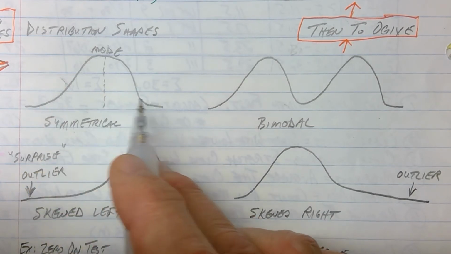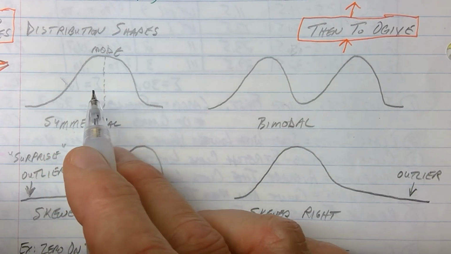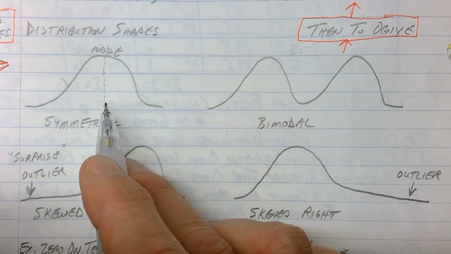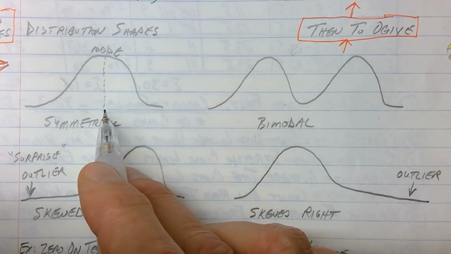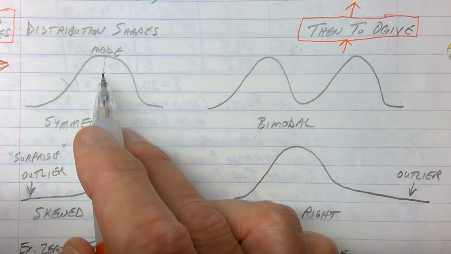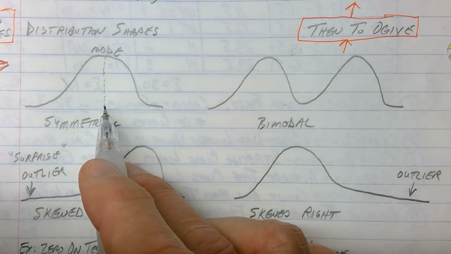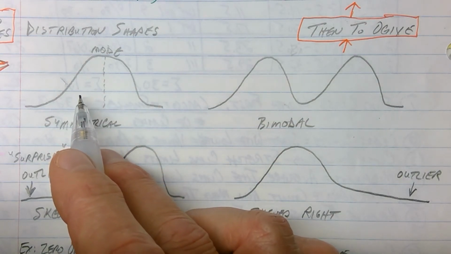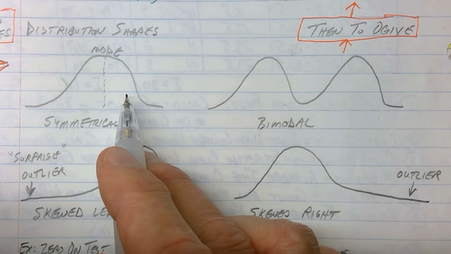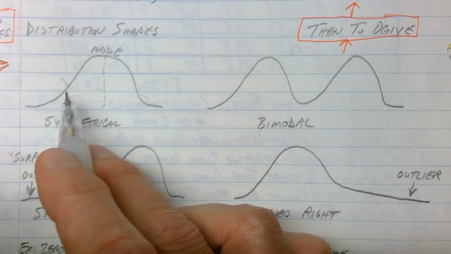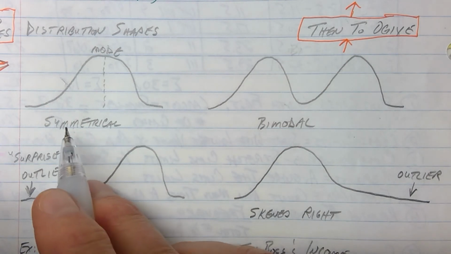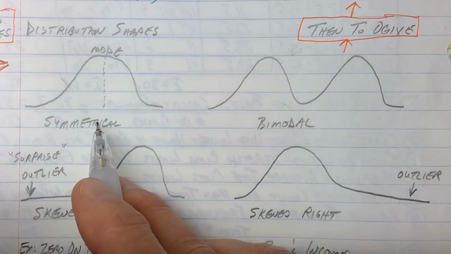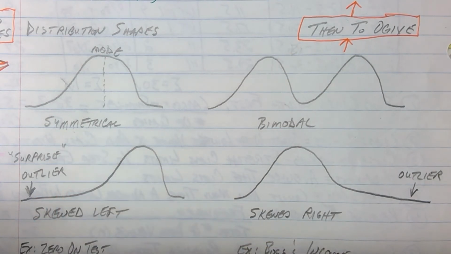A symmetrical curve, even though I'm not a very good artist, is supposed to split right down the middle into two identical halves. So if I have 100 people in the room, and this is the average, or the mode, then 50 people should be on the left and 50 people should be on the right. This is usually how the data falls out. This is how we like it to fall out. It's called a normal distribution shape, a normal symmetrical curve.